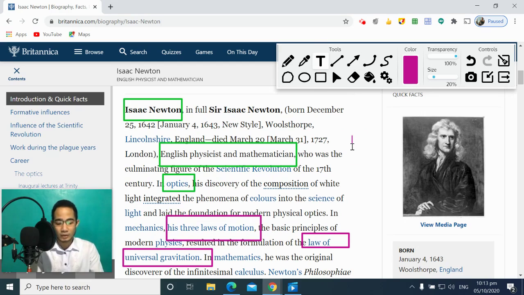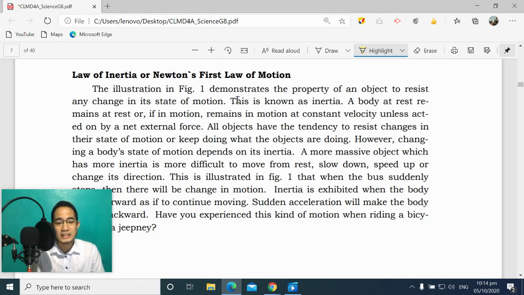For today, we're going to deal with the law of inertia. So, let's define the meaning of the word inertia. Inertia is derived from the Greek word inertus, which means lazy. This is the derivation of the law of inertia, or what we know as the first law of motion. The first law of motion states that a body at rest will remain at rest, or if in motion, it will remain in motion at constant velocity unless acted on by an external force or net force.